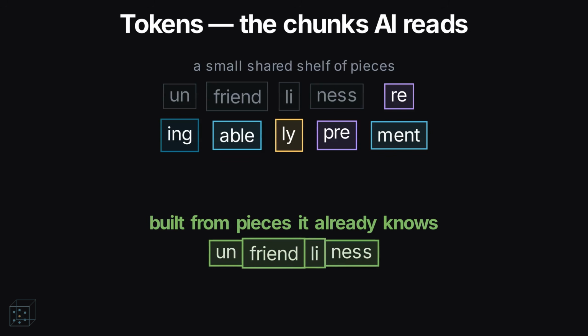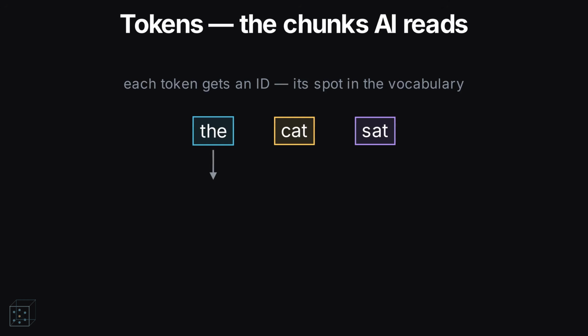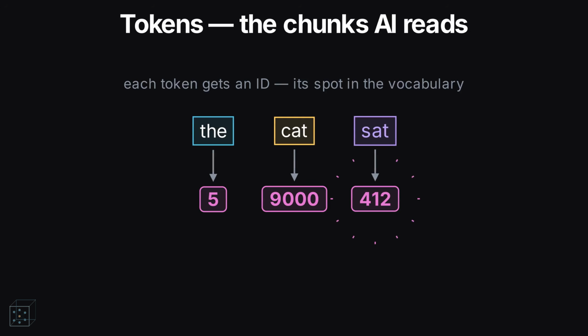And here's the quiet trick that makes the math possible. Every token gets a plain ID number, its spot in a big fixed list called the vocabulary. There might be token 5, cat, token 9000. Now your sentence is a row of ID numbers. We have numbers, but not yet meaning.